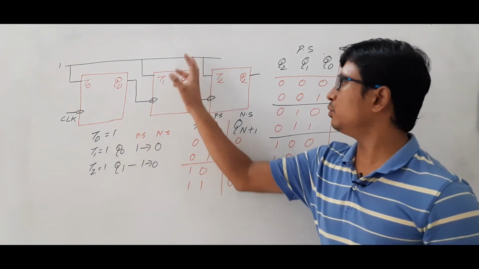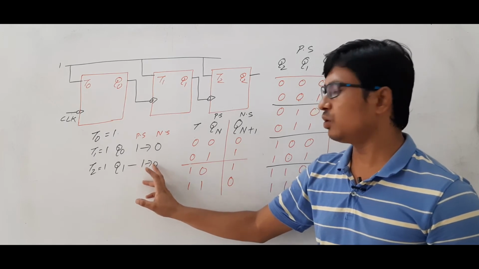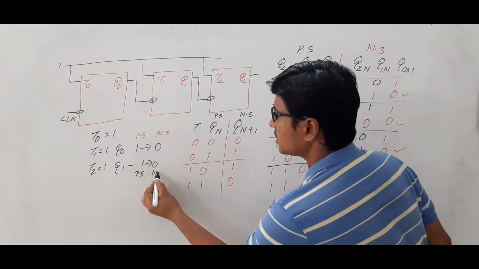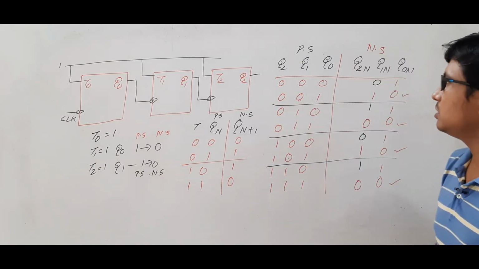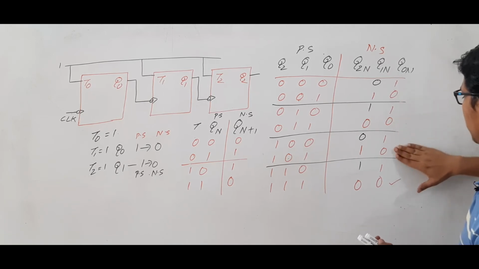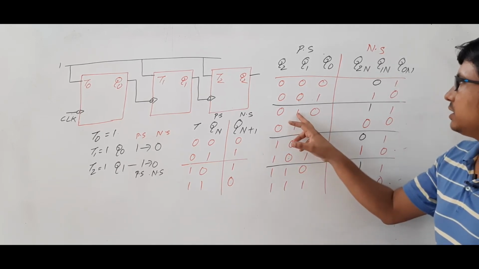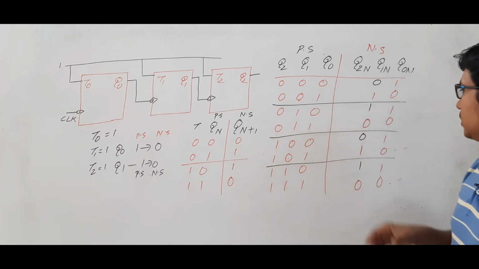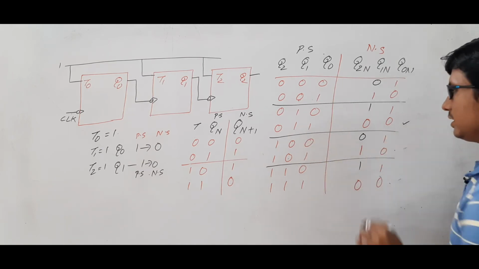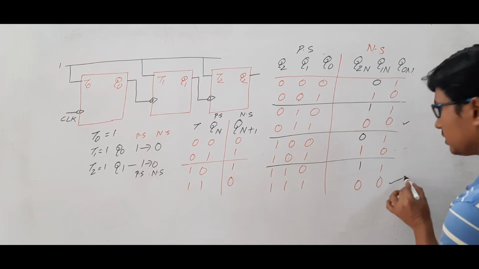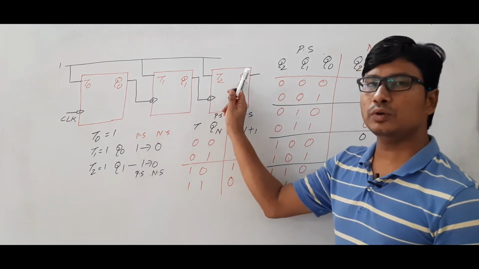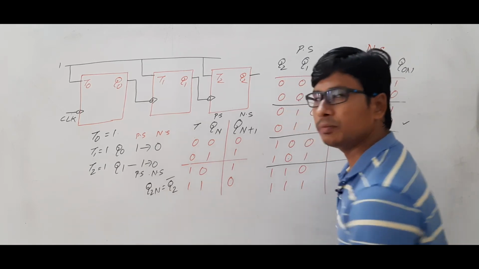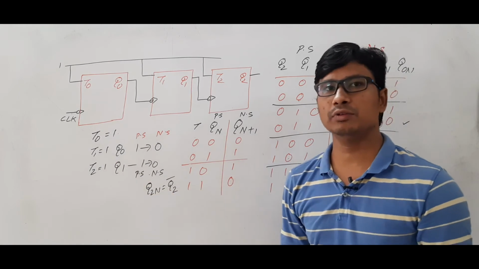Similarly, T2 will be 1 whenever Q1 is going from 1 to 0. Meaning Q1's present state is 1, next state is 0. Look at such combinations. Let me erase these four so that you can understand them. Q1 is 1, its next state should be 0. 1, 0. Yeah, this one. Let me tick it here. 1, 0. This is 1. That time what will happen? Q2N is equal to Q2's complement. Will you agree with me? Because that time only T2 will be 1.